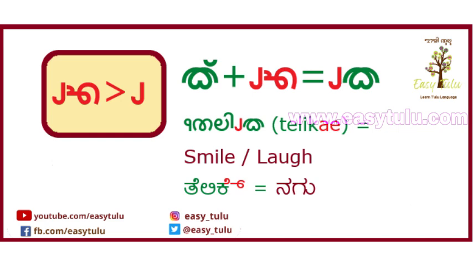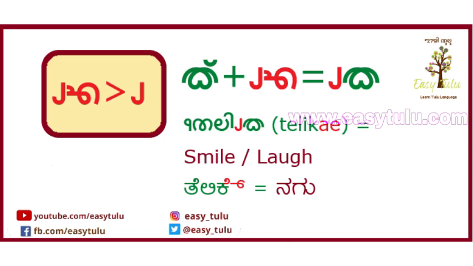Okay, next vowel is A. This is the short A sound. Ka plus A makes Ka. Example, Nagu. Nagu means smile or laugh in Kannada. Let us see how to write this.